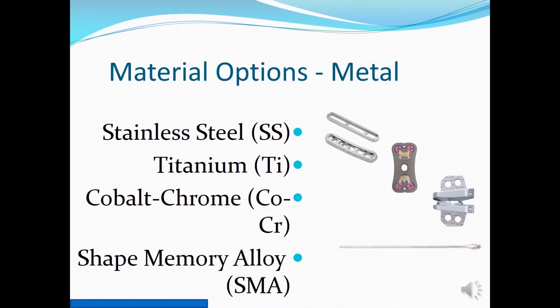So what are the options we have to choose among material to construct or to design a device or a construct to stabilize a given motion segment? We have the stainless steel, we have the titanium, cobalt chrome, or shape memory alloy. These are the metallic implants or material we can use in manufacturing our implants.